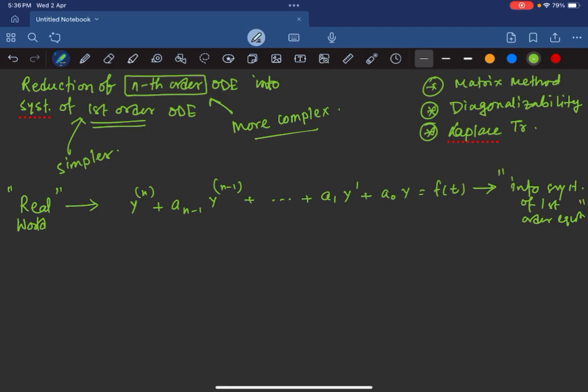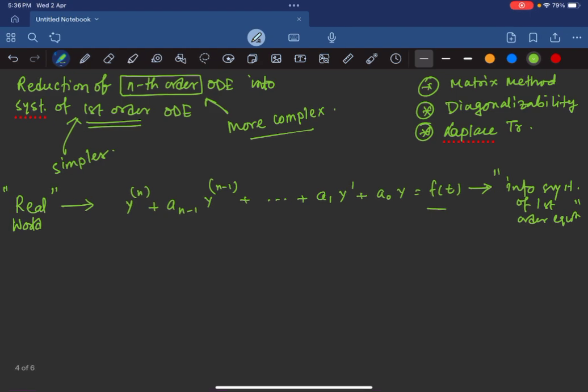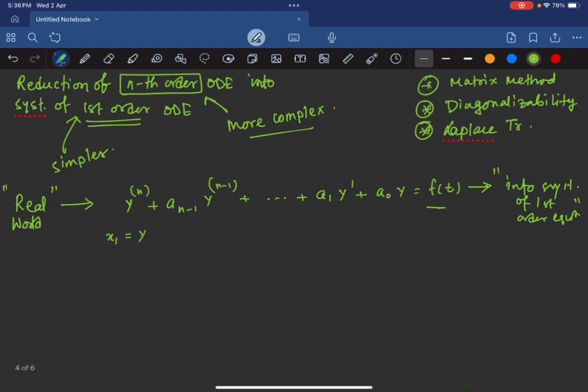Now we can take one example, and through the example we'll try to understand the technique by which we can reduce this equation. Suppose this is the equation we are considering, so we introduce x1 equals y, and suppose x2 equals y', and so on, xn equals the (n-1)th derivative of y. And immediately this equation can be expressed in terms of these variables.